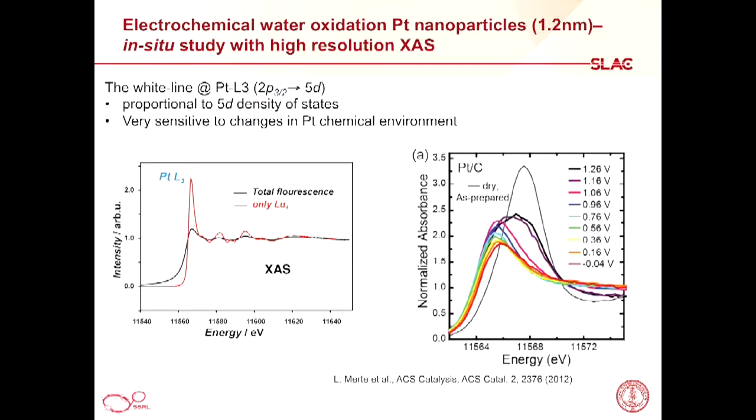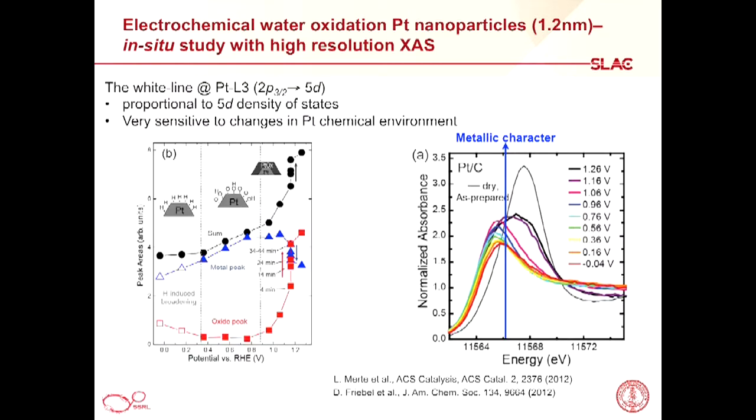In the same way, another case: we have studied, in a very similar cell and in a very similar way, the electrochemical water oxidation of nanoparticles. Here we have some very small, 1.2 nanometer nanoparticles made of platinum. We tried to use the same technique to follow the platinum oxidation state during the different potentials of the CV curves of this particle under the OER conditions. And again here, through the peak position of the X-ray absorption, which is very sensitive to the oxidation state of the platinum species, we were able to give insights about the performance of this catalyst, its oxidation state and chemical environment under the actual operating conditions, between metallic and oxidative character.